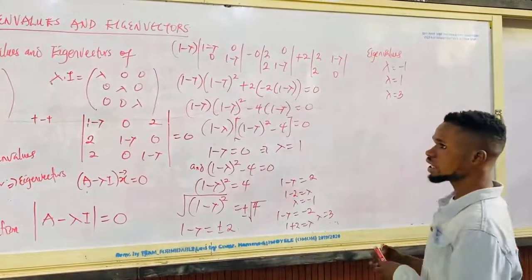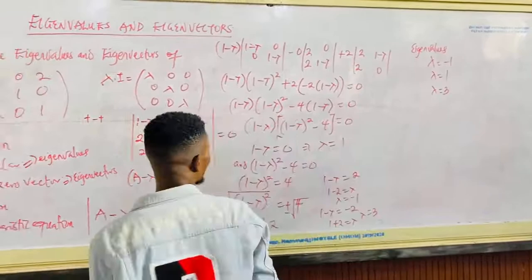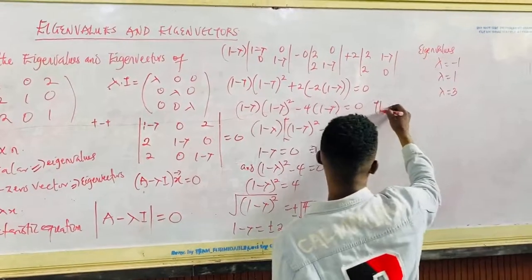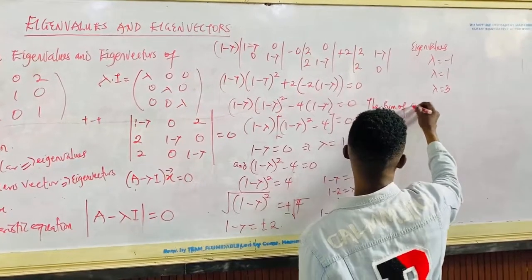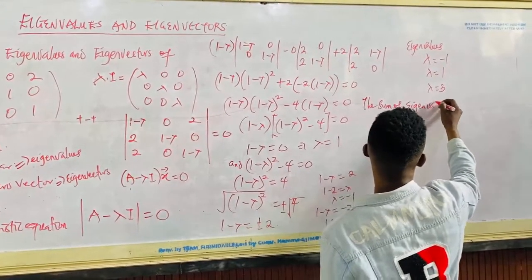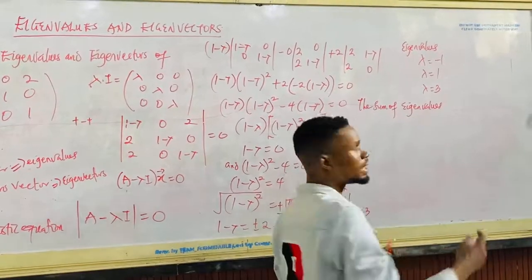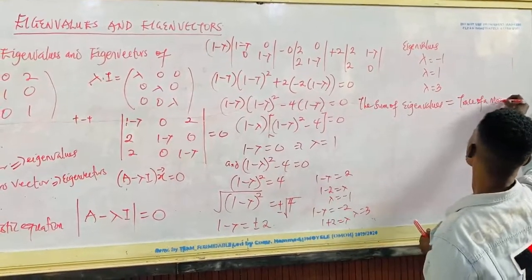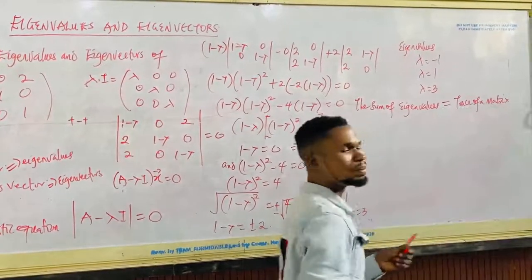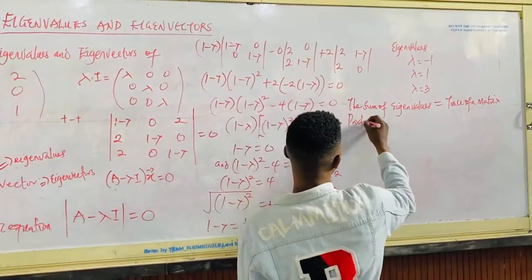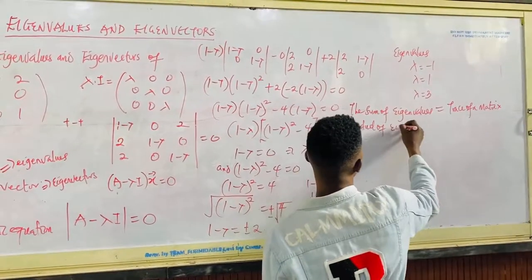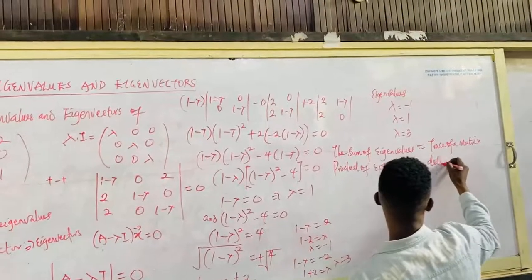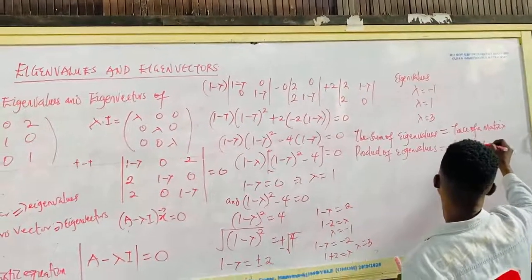Now there's something you should note. You want to check if your eigenvalue is right or not. The sum of the eigenvalues of a matrix is the same thing as the trace of the matrix, and the product of the eigenvalues is the same thing as the determinant of the matrix.